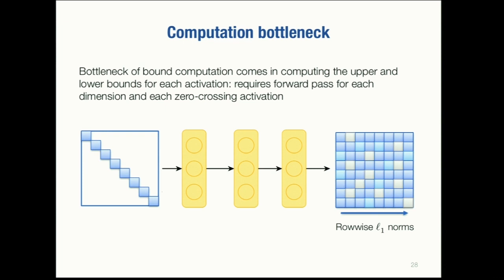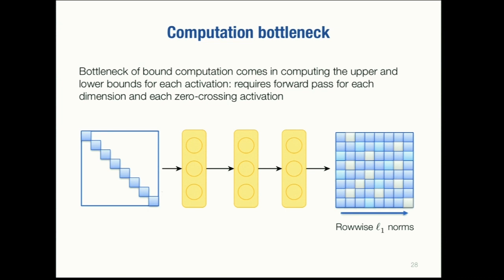The way you compute it in practice is you pass an identity matrix through the network, and then you get row-wise L1 norms to compute all the upper and lower bounds for each hidden unit. Again, the details here are not important. That's the computation it involves.